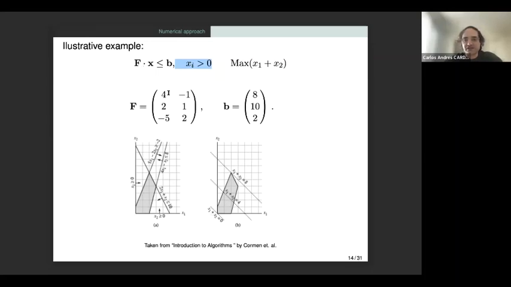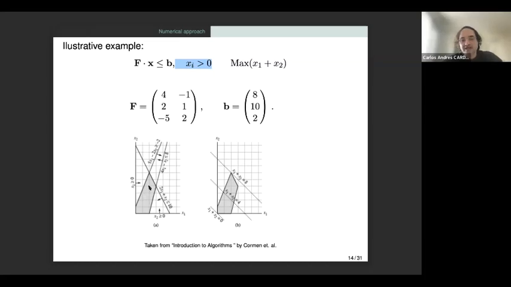Each linear relation defines a line, right? So the line 4x1 minus 1x2 equal to 8 is that one here. I hope everybody can see it. Sorry, less than or equal to 8. That's the one here, and then you have the three other lines that give you the rest. All those constraints imply that you are in this space. This gray area is the infinite number of solutions to that system.